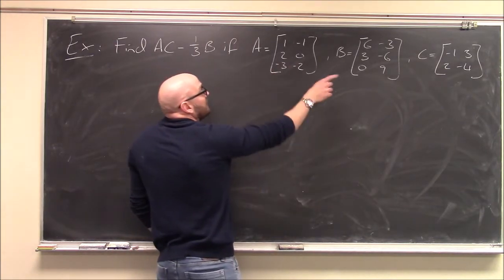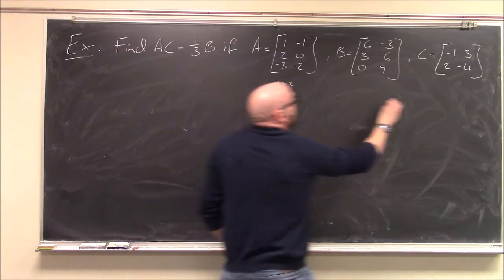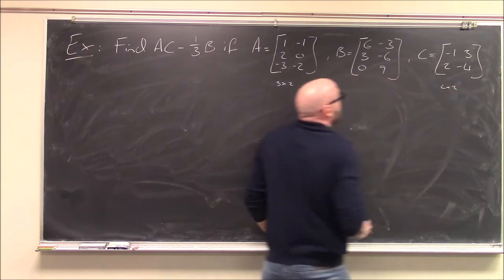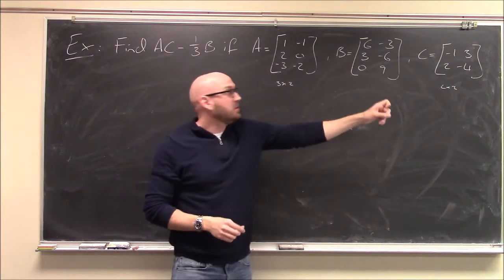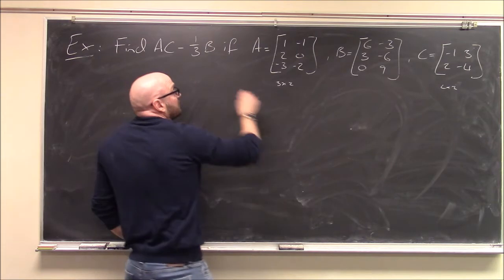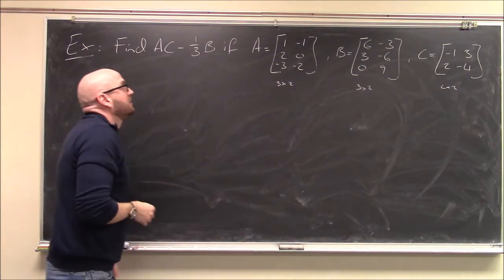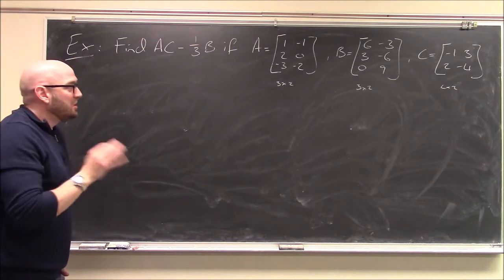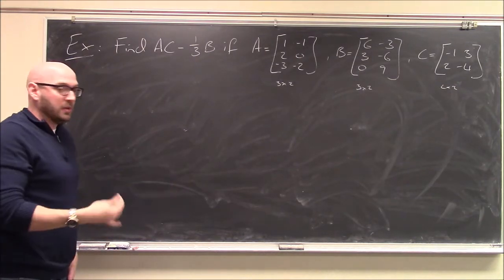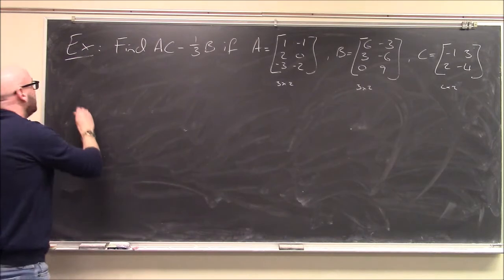We want to compute A times C, so this is 3 by 2, and C is 2 by 2, so that makes sense. And the result is going to be a 3 by 2 matrix. And from that we're asked to subtract 1/3 B, which is a 3 by 2 matrix, so that's going to make sense. So you should check the sizes before you do anything to save yourself some work. But let's just jump right into this now.